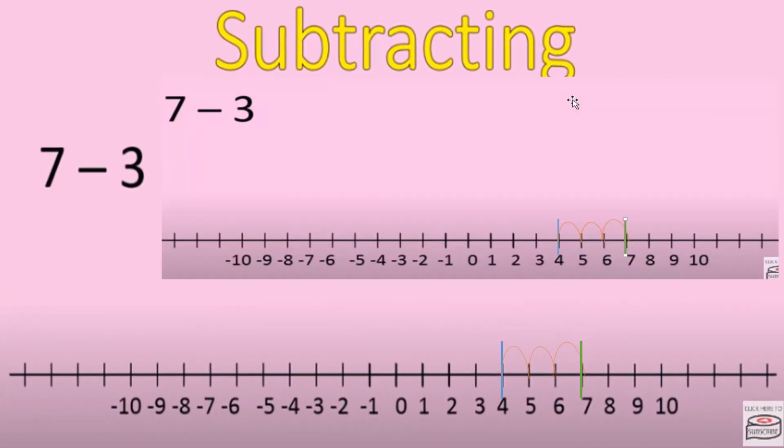Okay, let's start with 7 minus 3, an easy exercise. We are placed in 7 and you're going to go 3 spaces backward because you're going to subtract it and both of the numbers were positive. So 1, 2, 3. And your answer is going to be 4.